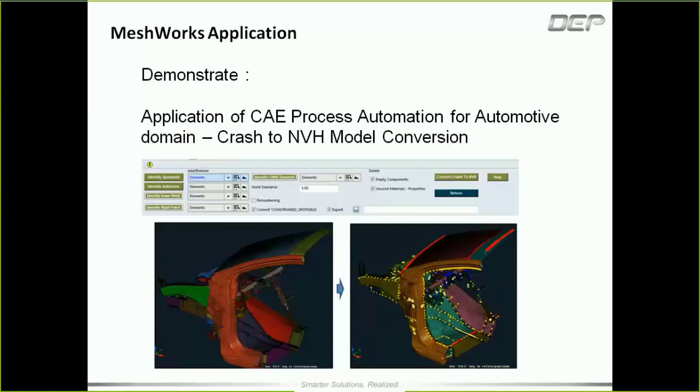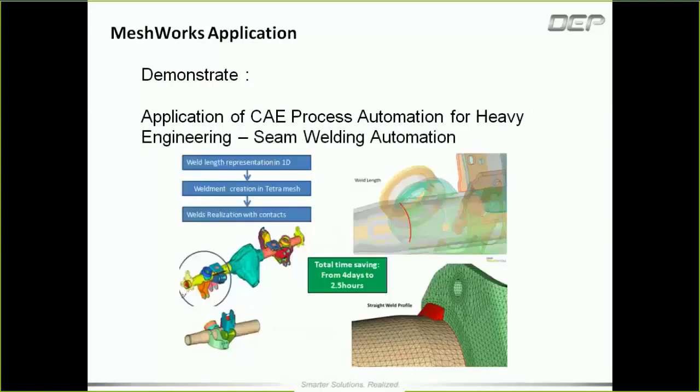Different ways of how the seam weld gets modeled between crash and NVH. How are we able to take care of all those conversions? This is expected to save a lot of time for the CAE user, and we want to demonstrate to you our process automation for that. There is yet another process automation that we want to bring to your attention.